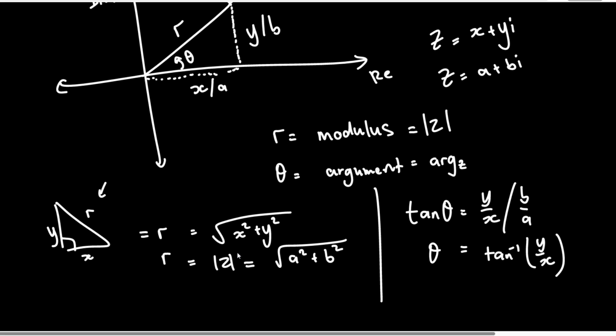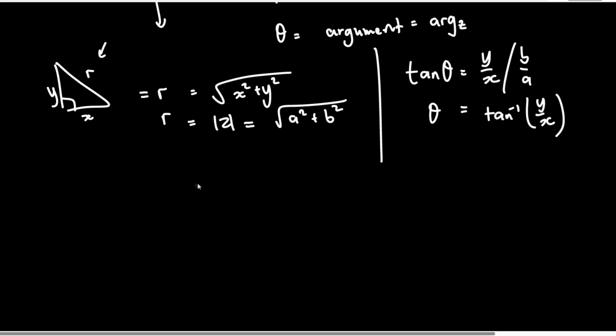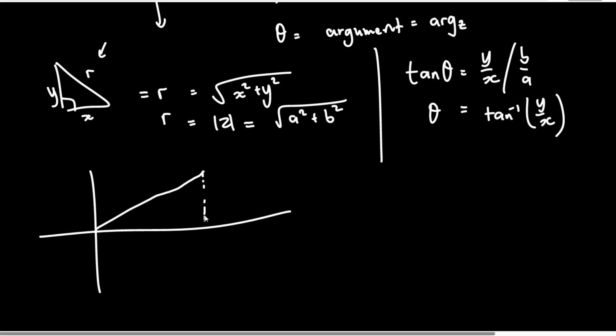Those are our key two formulas. It's that r is equal to the root of x squared plus y squared. And then we've got tan of theta is equal to y over x. Okay. Now, here comes the tricky part. But once you see it, hopefully you get it.